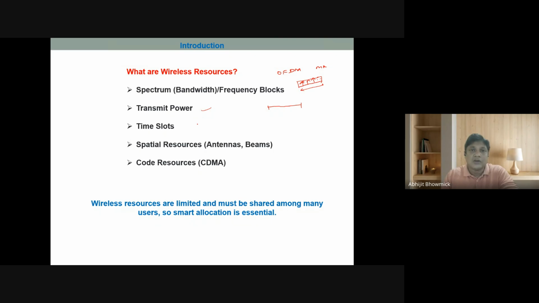Second one, time slot. How to utilize the time slot? You have heard about the TDMA technique. What happens there? In TDMA, if there are, for example, eight users, one frame is divided into 8 different slots.